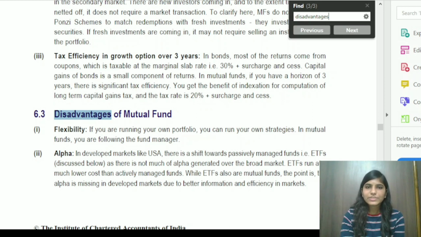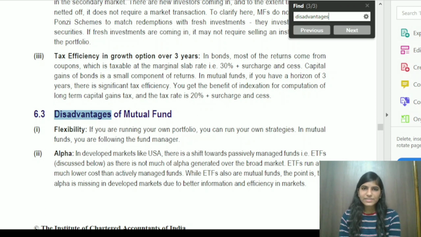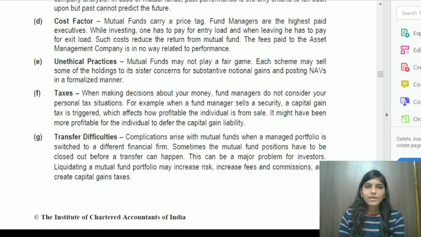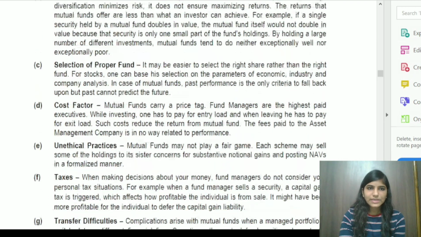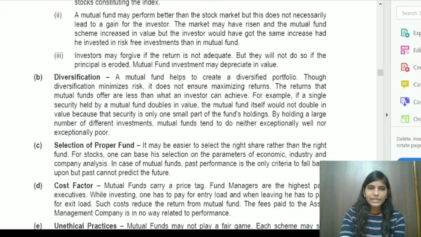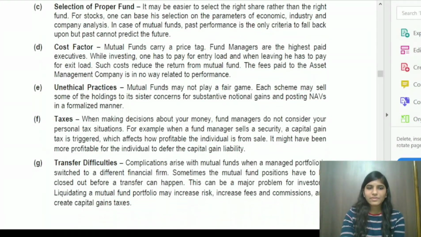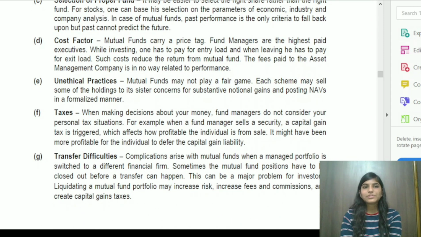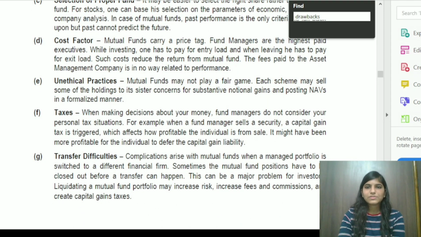So what I did was, since mutual funds topic is common both in SFM and FSCM, I decided to switch to SFM material. Here, if you can see, the topics of mutual fund, a more detailed answer has been given, and this is the exact answer which is given in the suggested answers. Let me show you that.